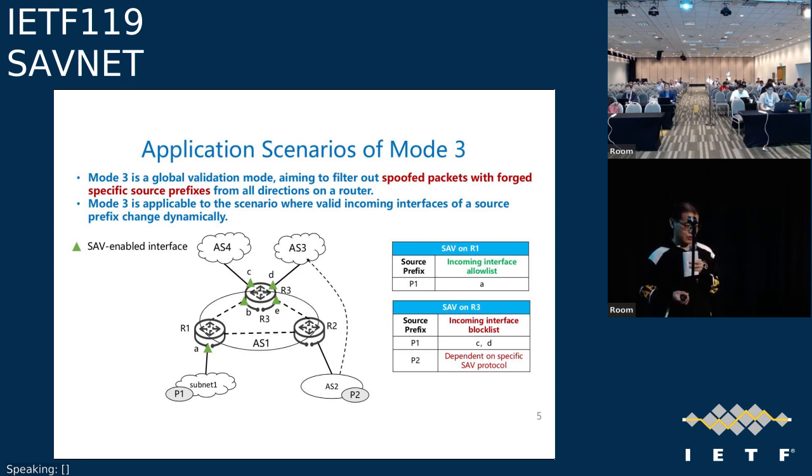Let's consider AS2. AS2 is multi-homed to multiple ASes. Its packets can arrive at R3 from any interface, which depends on inter-domain dynamic routing. So we can also apply a valid incoming interface block list on R3 for prefix P2, but it depends on the specific protocol and the inter-domain dynamic routing.